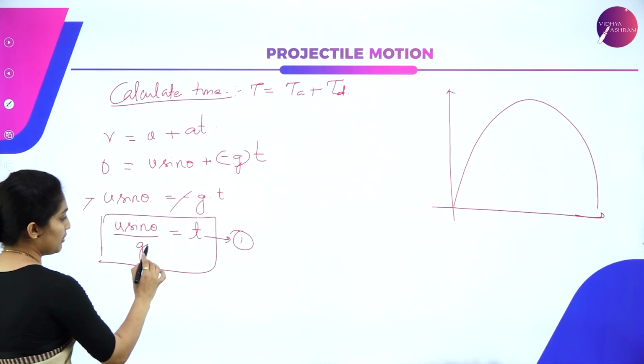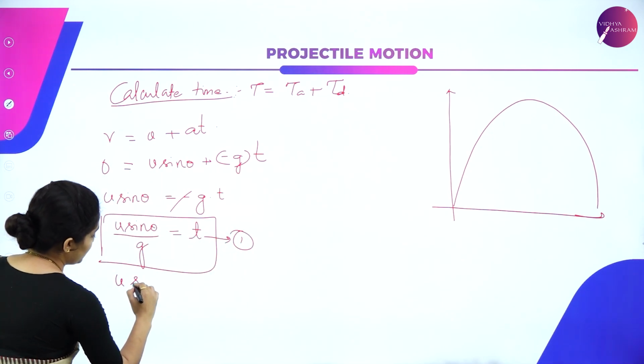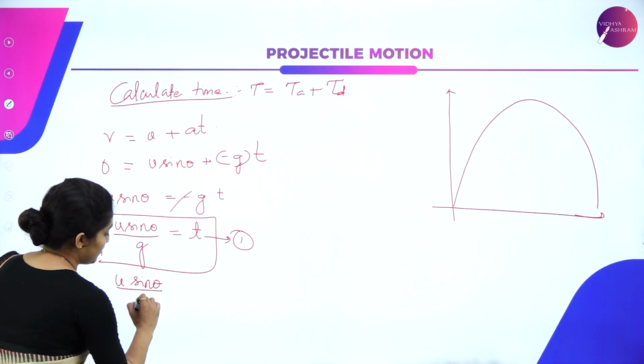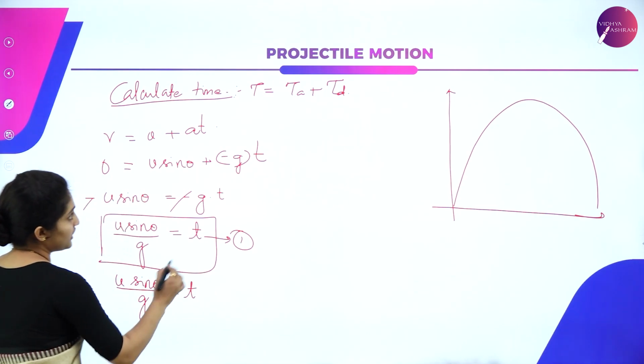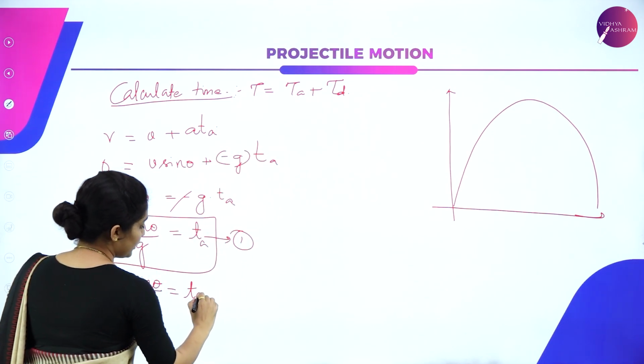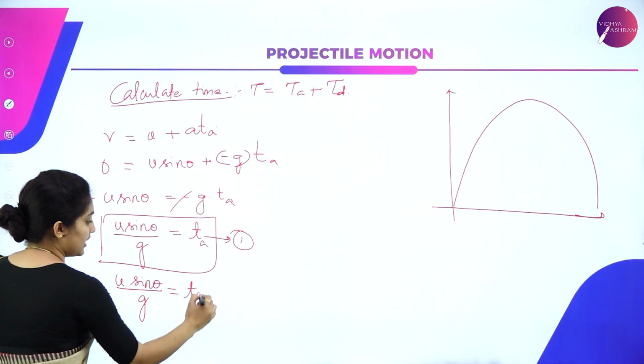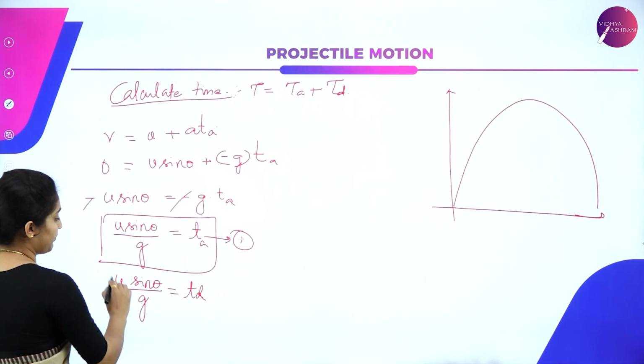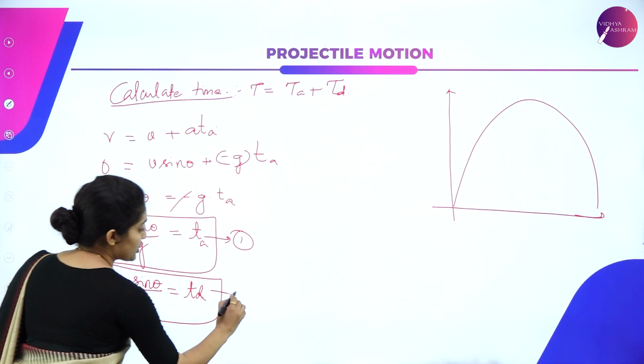Similarly, you have the same equation for time of descent. U sin theta divided by g is equal to this also, the time of descent. For a change, we can write TA here, and here also the same thing. This is TA and here we go with TD. So this is your equation 2.